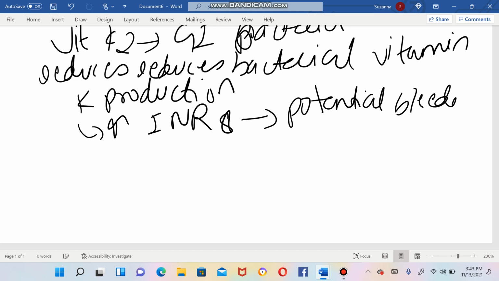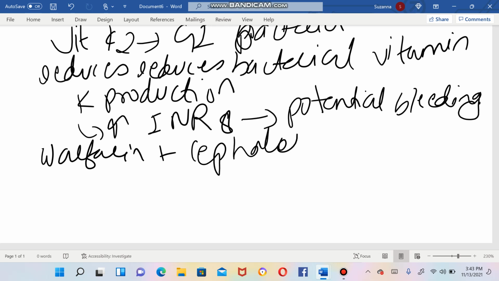So it is used cautiously in patients who are taking warfarin. A patient taking warfarin plus this antibiotic cephalosporin has an increased chance of bleeding. So they are most commonly not used together. If used, then INR is monitored and the patient is monitored while both drugs are used together.